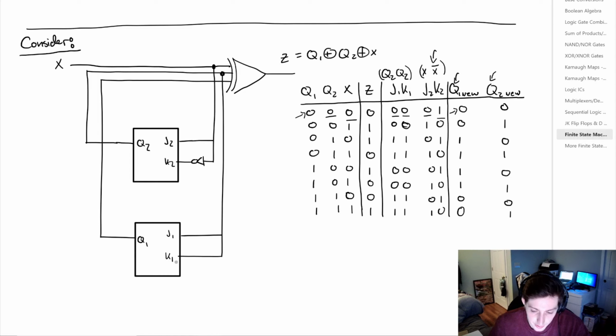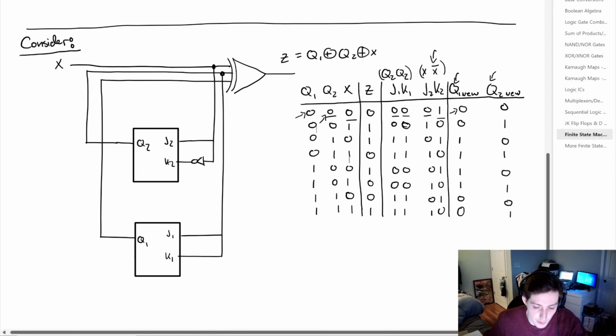And we can do a similar process for all of the Q values for Q1, and then the same thing for Q2, where we look at J2 and K2, and then the current state of Q2. So that gets us to fill out our truth table. What do we do with that truth table? Well, this is where we implement the state diagrams.